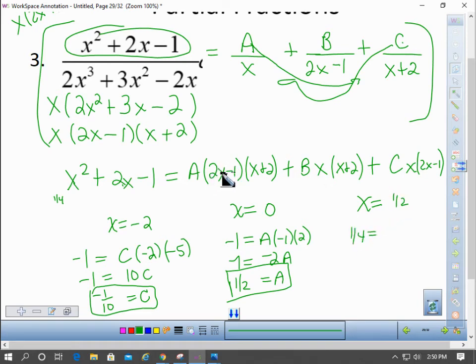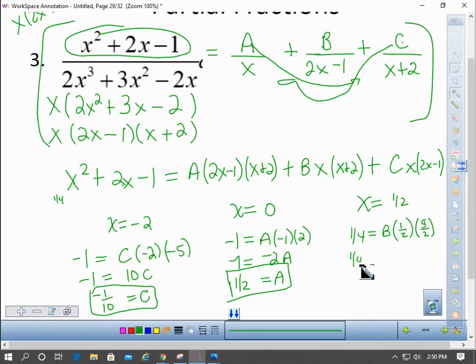If you put a 1/2 in here, that makes this go away because that's going to be 0. And the same thing's going to happen with the c. If you put a 1/2 in here, that makes that go away. So the only term we're going to have left is the b one. So this will be b times, I'm putting a 1/2 in there, so 1/2, and then putting a 1/2 in here, 1/2 plus 2 is going to be 5/2, or 2.5, however you want to put it.